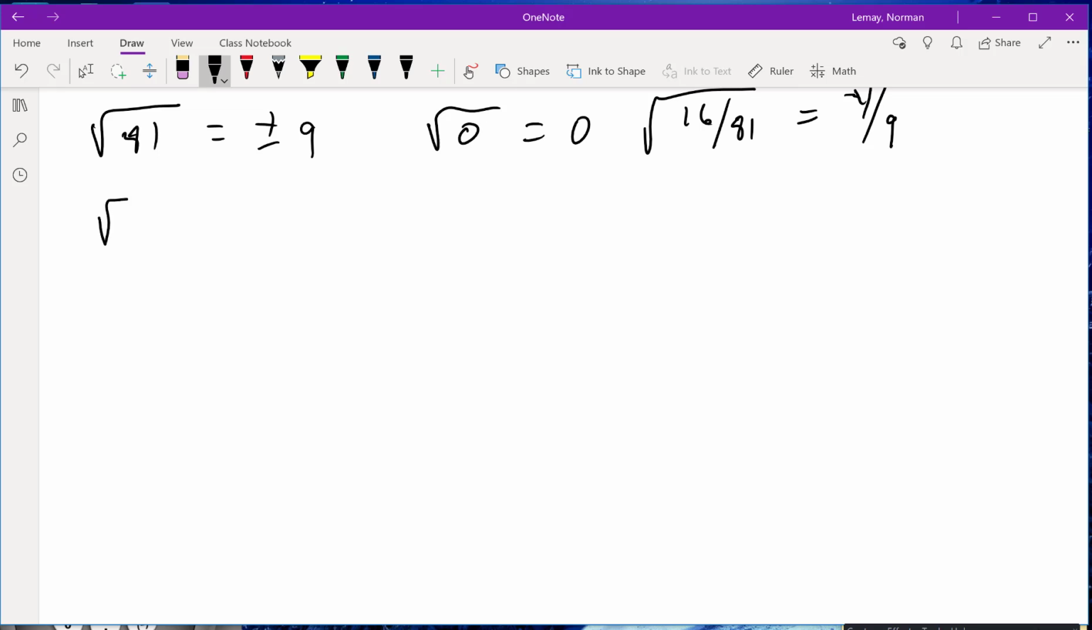The square root of z to the 8th power. When you're working with square roots and you have a variable raised to a power, remember this is asking what do we take in square. So note that it's going to be z raised to the 4th power, because if I multiply 4 times 2, I get the 8. So here's the bottom line. When you have variables raised to powers, just divide those powers by 2.